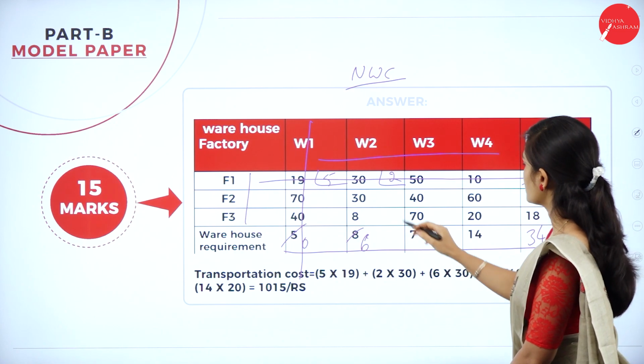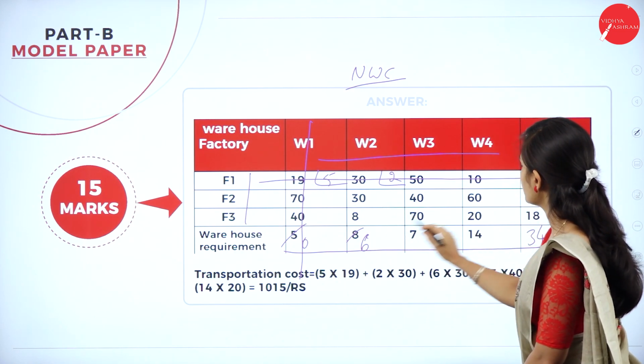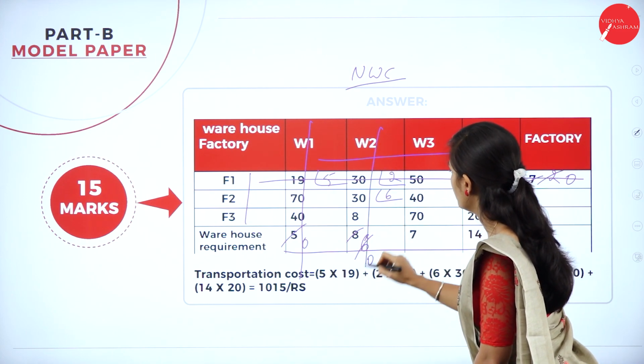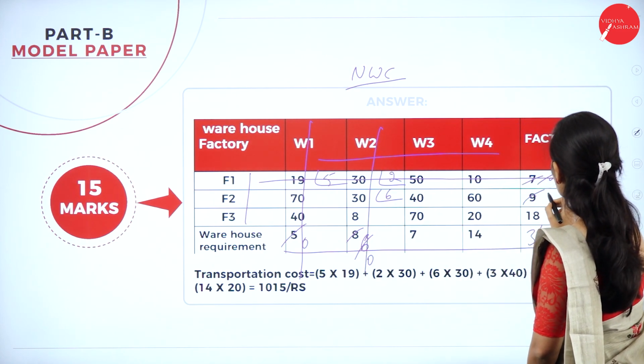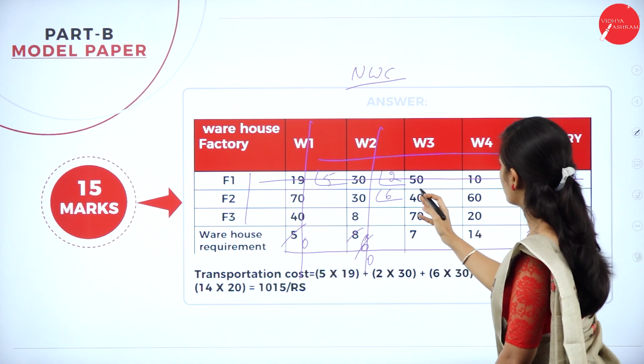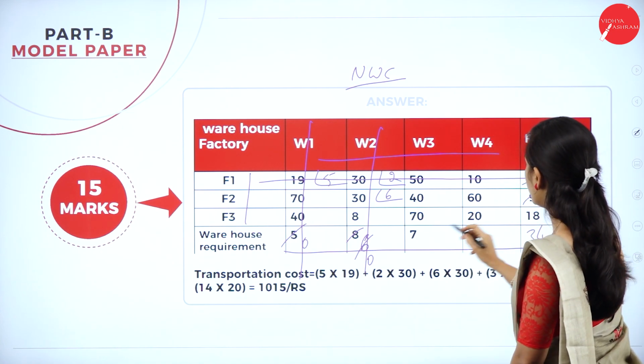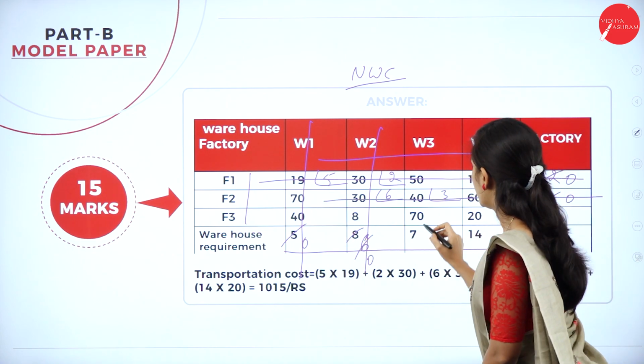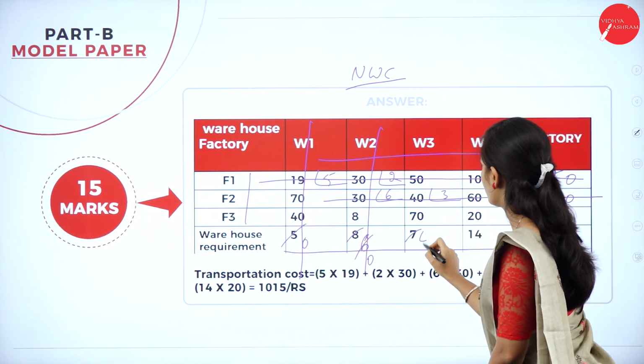And the next northwest corner cell is 30. 6 and 9, least is 6. Allot 6 rupees to this cell. 9 minus 6 is 3. And the next northwest corner cell is 40. 3 and 7, least is 3. And 7 minus 3 is 4.